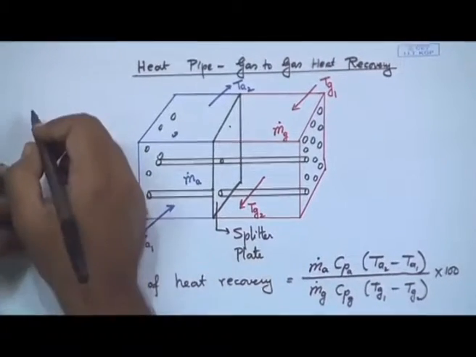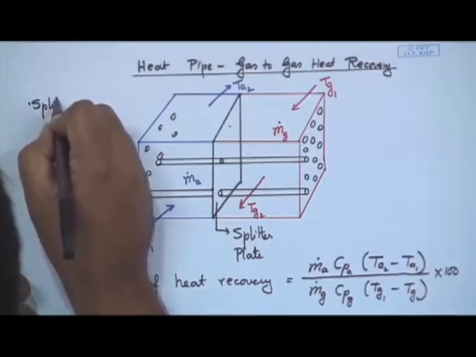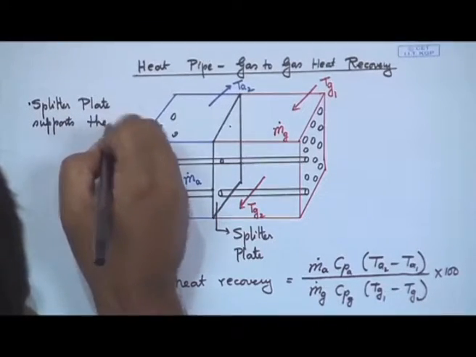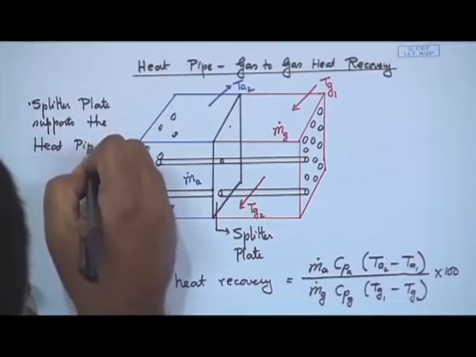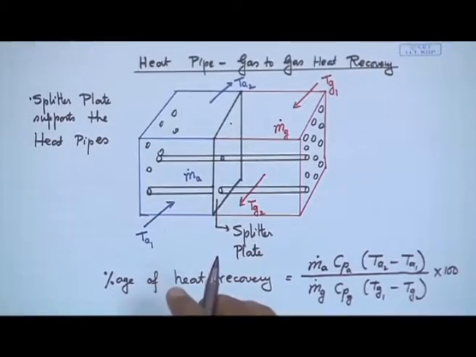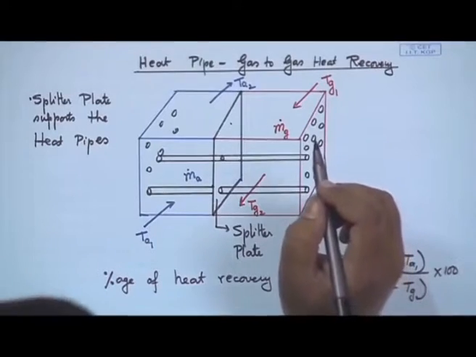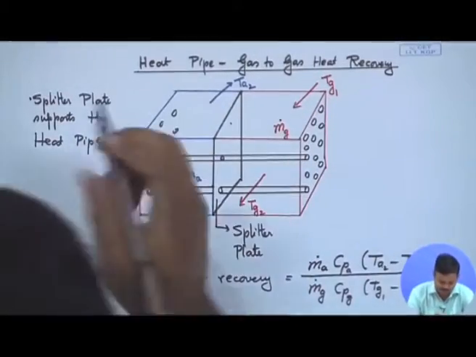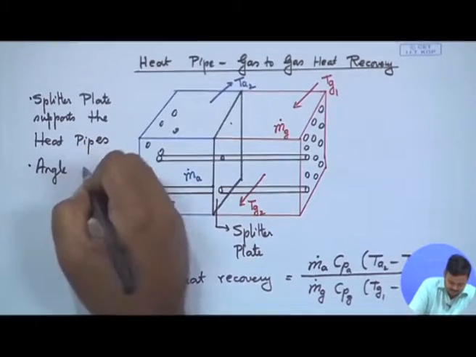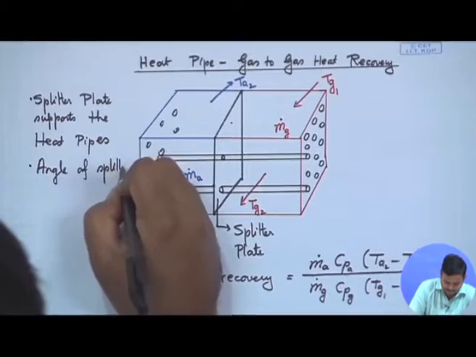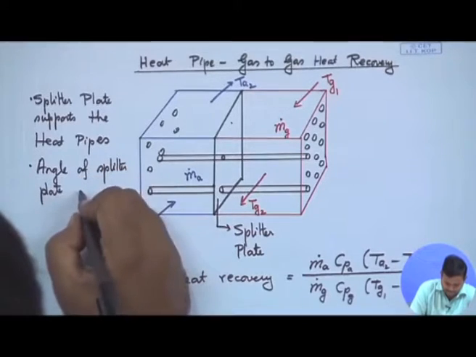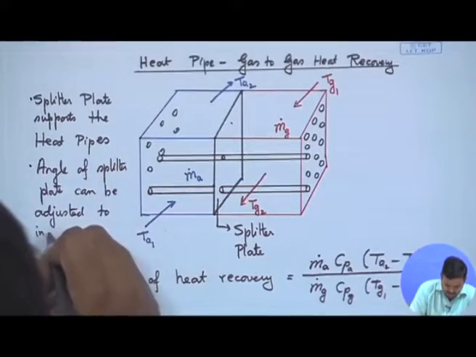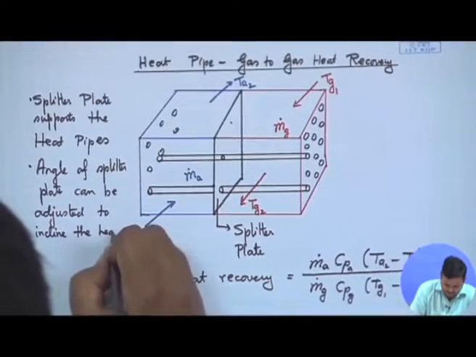All right. So, let me write down a few points over here. The splitter plate supports the heat pipes. And as you can see, the heat pipes are in cross flow. If you remember the heat exchangers that were discussed, the heat exchange is happening in a cross flow arrangement. The other thing is the angle of the splitter plate can be adjusted to incline the heat pipes.